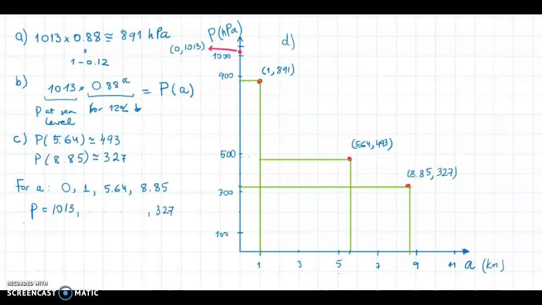And let's continue adding. So now that all the points are ready, I need to think about how this function is going to look. This is a function showing exponential decay. So the base of the exponential is 0.88, which is a number between 0 and 1. So it's going to look something like this. So I need to join my points, keeping that general form in mind. So something like this. And I'm going to label my function y is equal to P of A. And this is my graph ready.